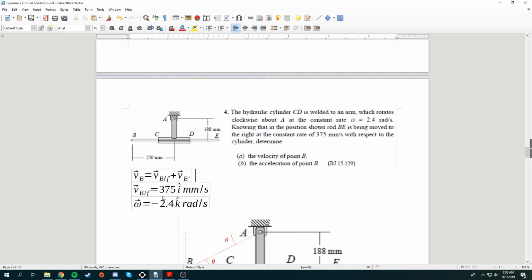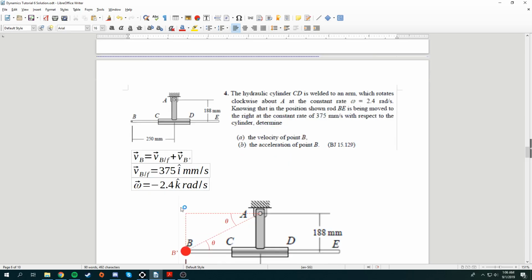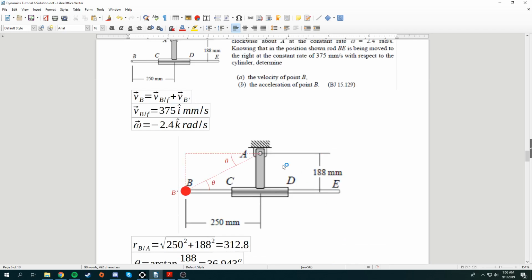Velocity of B with respect to the frame will be 375 mm per second in the positive i direction because it's moving towards the right. Omega will be negative 2.4 radian per second in the k direction because it's moving clockwise. So clockwise it will be a negative value. To find VB prime, we need to get omega cross with the position vector of B prime with respect to the absolute frame.